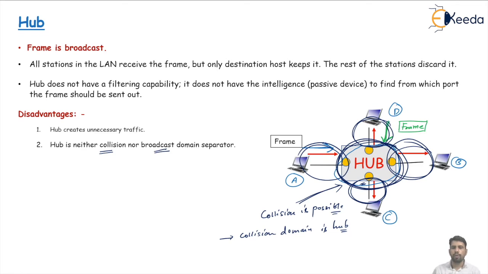So this is all about the hub. In conclusion, we say that the hub is a purely hardware device with no intelligence. It makes multiple copies of the frame and forwards the copies to the ports, except the port from which the frame was received.